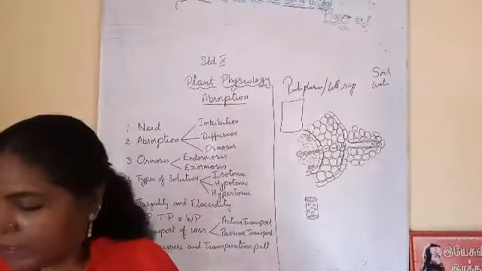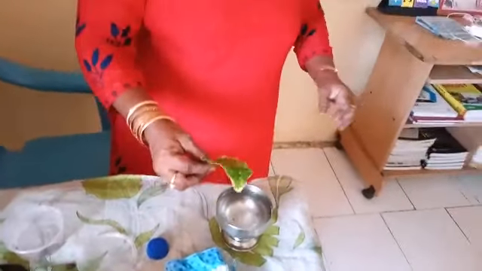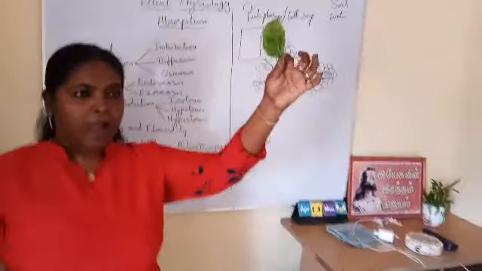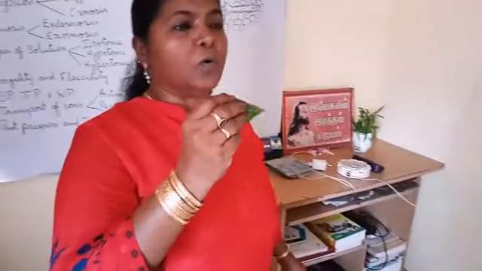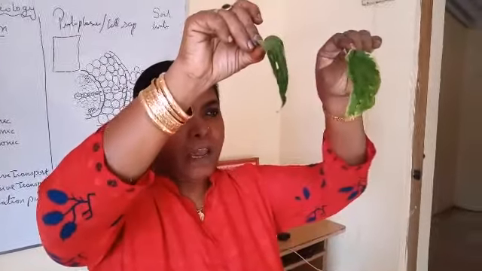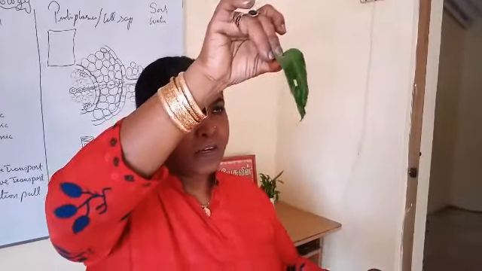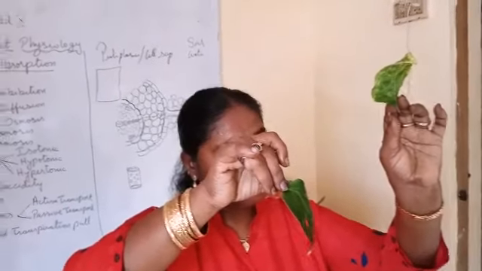So here, to show this turgidity and flaccidity, I have two leaves. This leaf, I put it in the water overnight. See how stiff the leaf is. From the same plant, I took another leaf and kept it in salt water. Can you see both the leaves? This is normal water and this one is salt water. So this is flaccid, this is turgid.